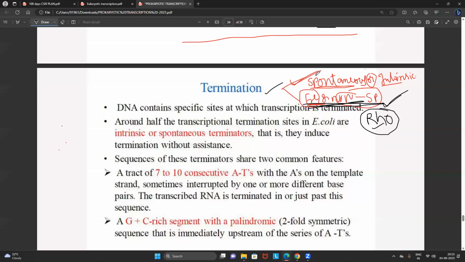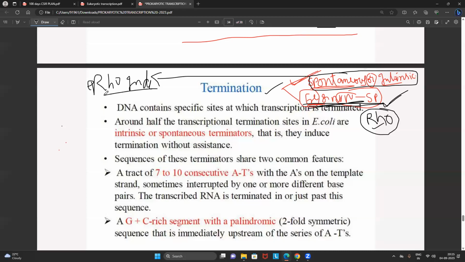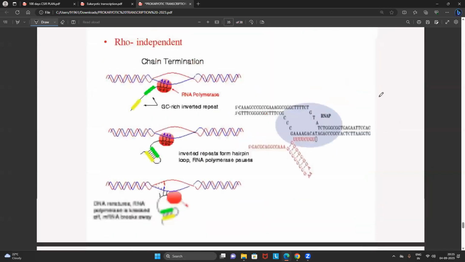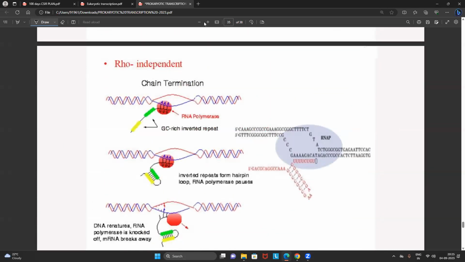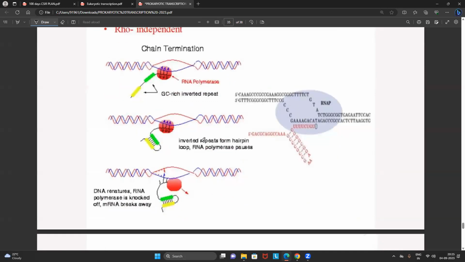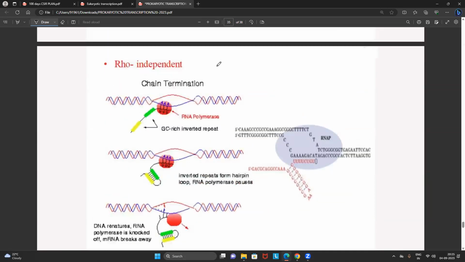Simple point it is. Spontaneous or intrinsic termination is also called, all the students remember, rho independent termination, which means it is not at all using the rho protein. Without rho protein, it is coming out on its own. How is that possible? Now all the students listen, look how nicely the RNA is coming out on its own without taking anyone's help. So I have called it rho independent termination. Why did I use the word rho independent? It's not using anyone's help.